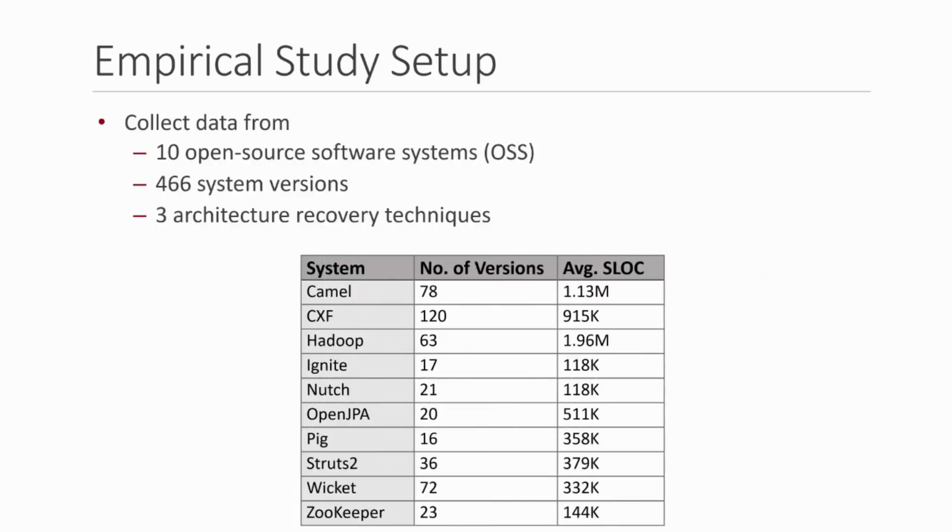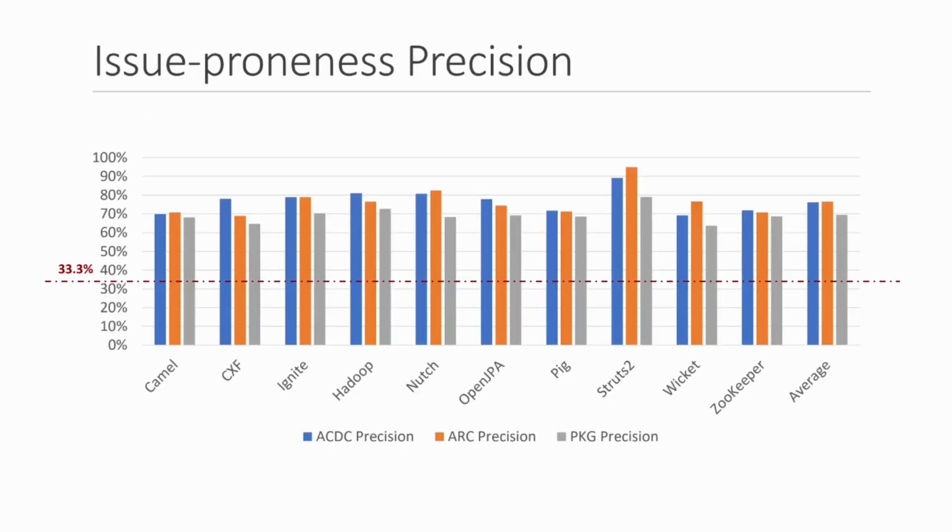So after we have that data pipeline, we apply it to 10 open source software systems, including 466 versions, and we use 3 architecture recovery techniques. The details of them can be found in our paper. Now let's move on to the first result about the issue proneness precision.